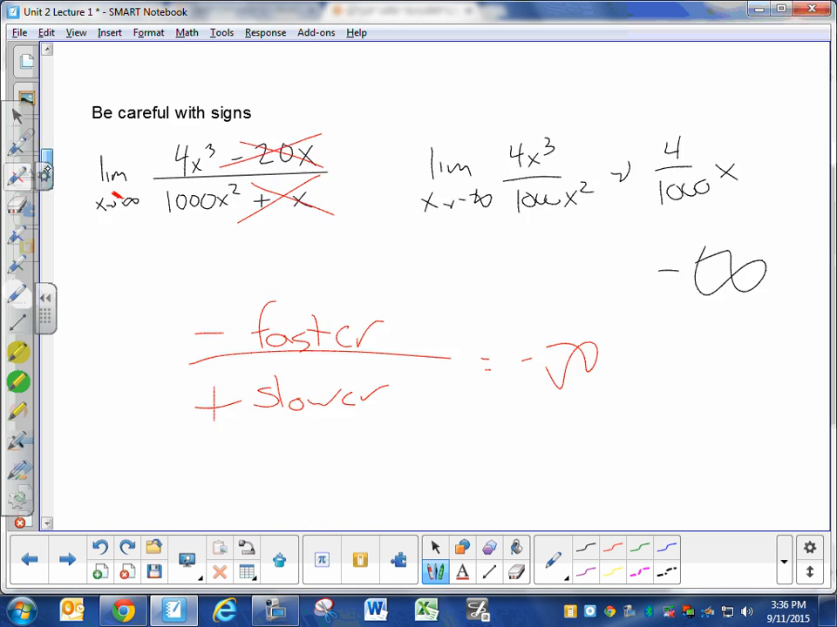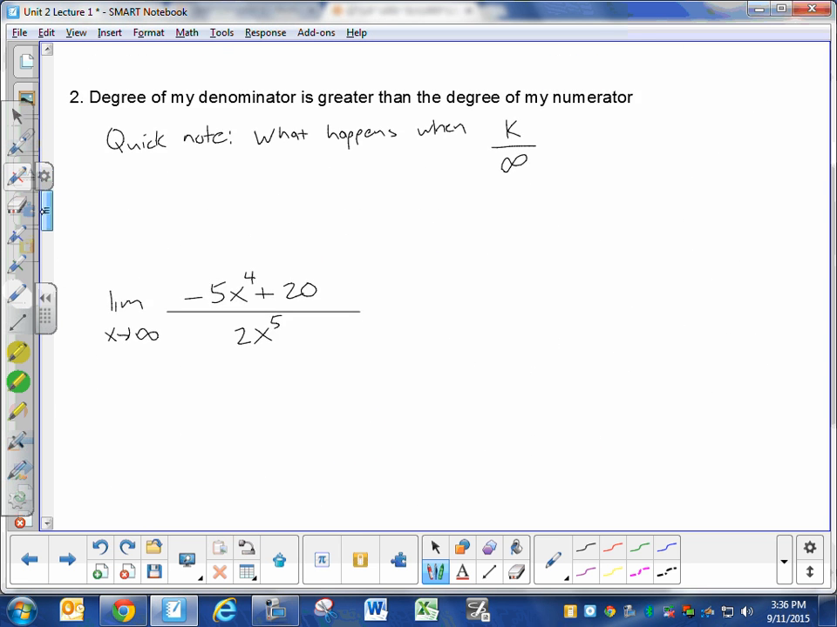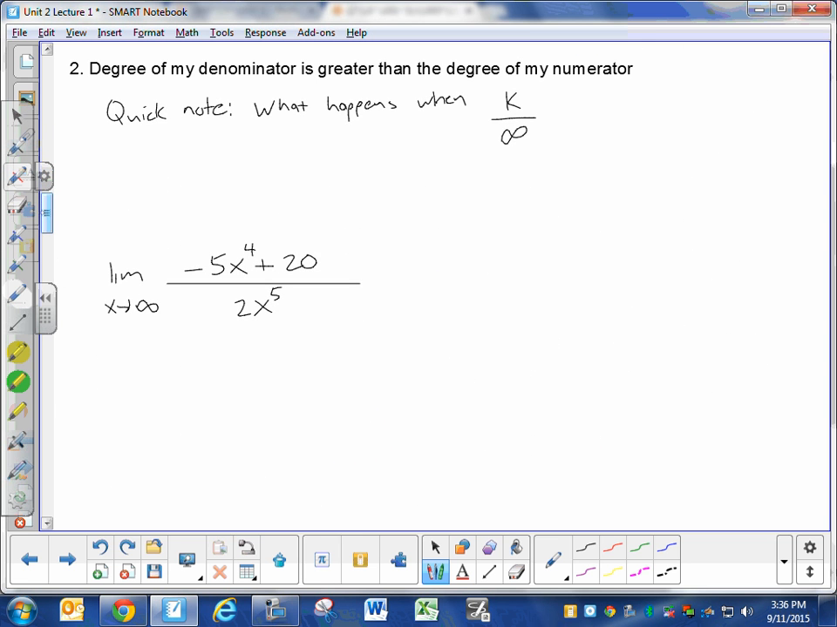Next situation. If the degree of your denominator is greater than the degree of your numerator, what happens if I take a value like 5 and I divide it by an ever-growing huge number, like 5 divided by 10 quadrillion? What am I going to get? Something that's really what?